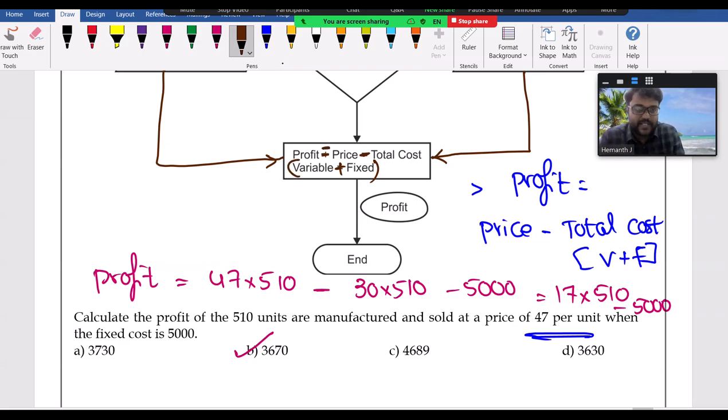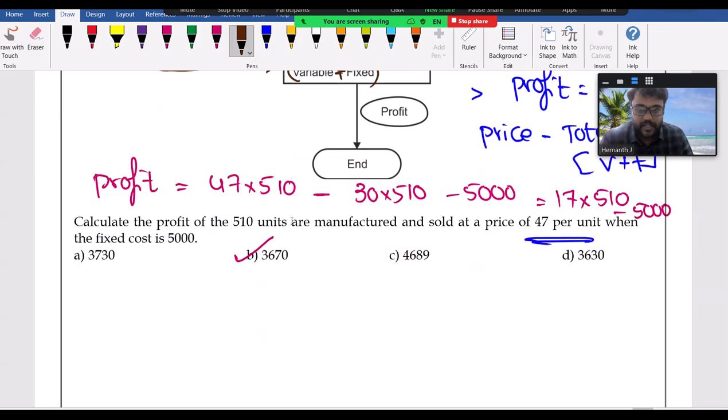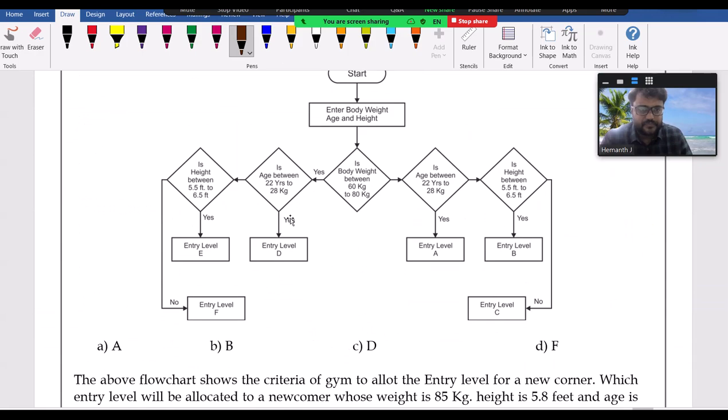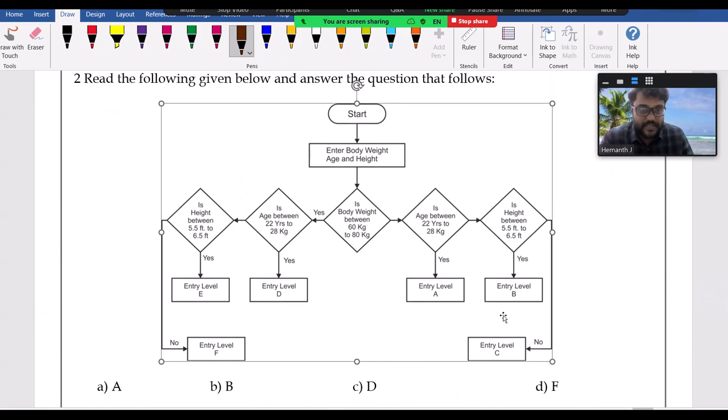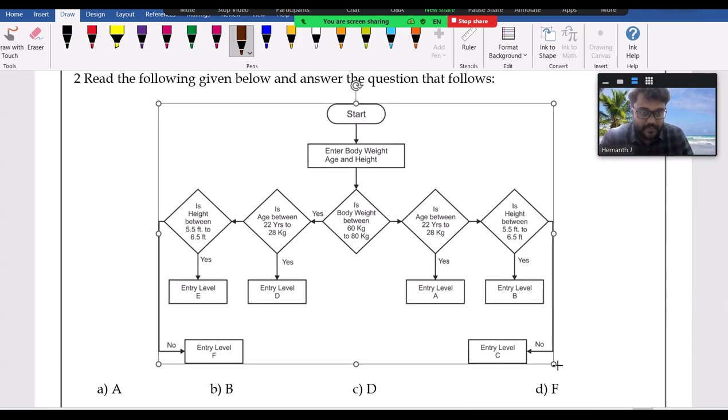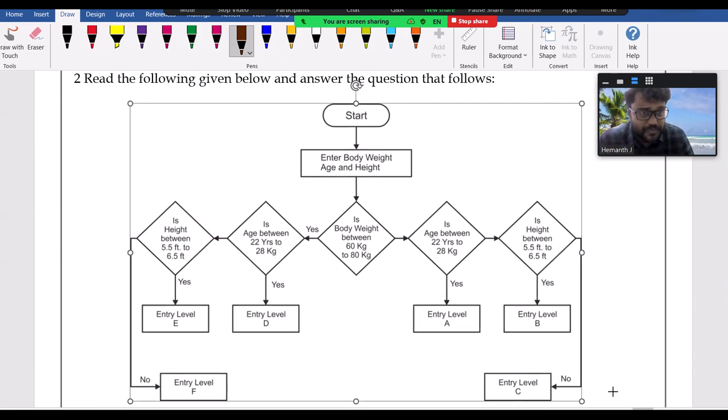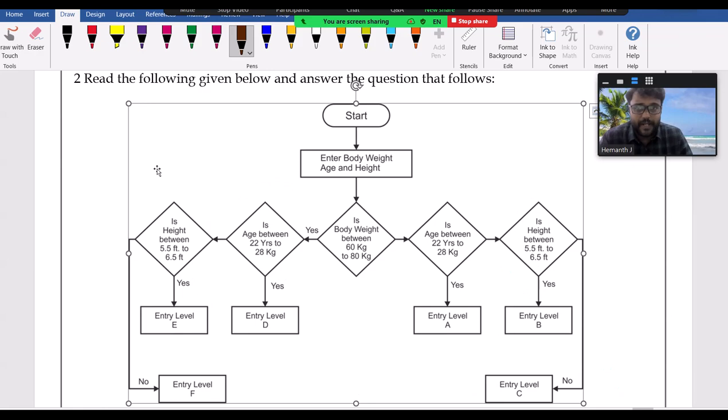Profit equal to price minus total cost. Right. So the next one, in main exam, this is very difficult, maybe okay for seeing the entire thing. You have zoom option, everything. You can scroll up and down.